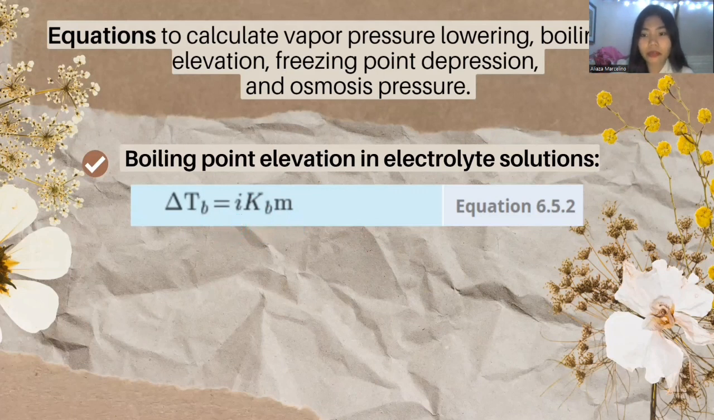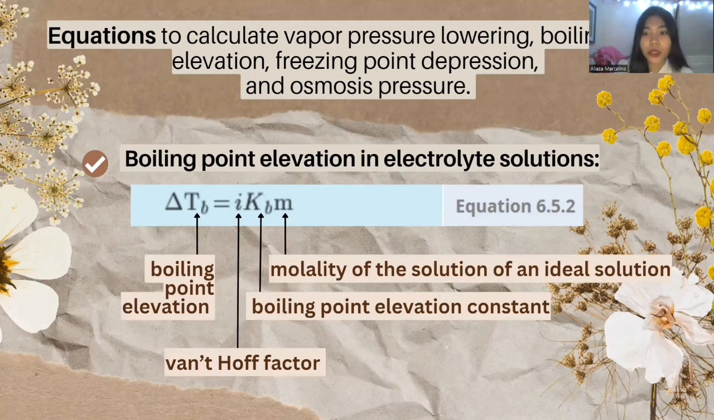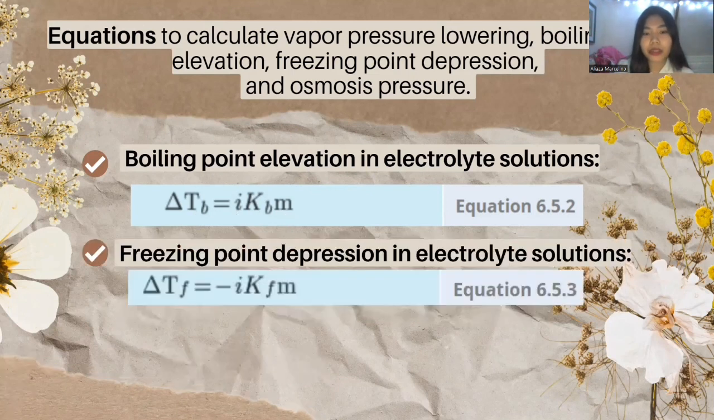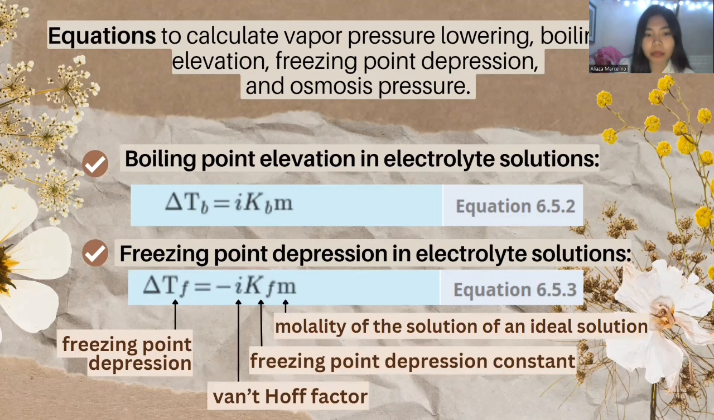Here's the detailed info. So our next is freezing point depression in electrolyte solutions, where delta Tf is the freezing point depression, Kf is the freezing point depression constant, m is the molality of the solution of an ideal solution, and i is the Van't Hoff factor. Again, here are the detailed names.